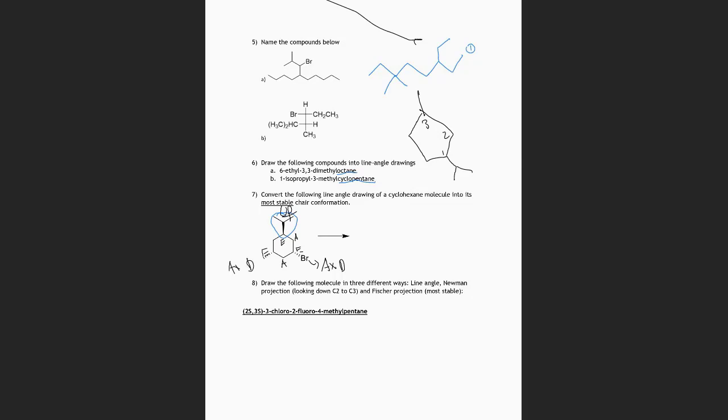So when I draw it, we'll put equatorial in any up position. So I can put it like this. So 2 carbons away, the bromine is going to be down, like so. And 2 carbons away, the methyl is going to be down.